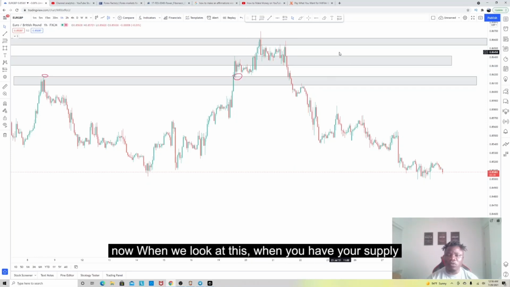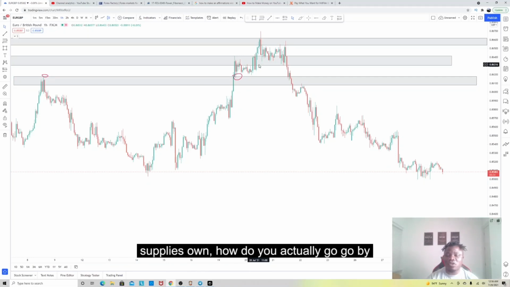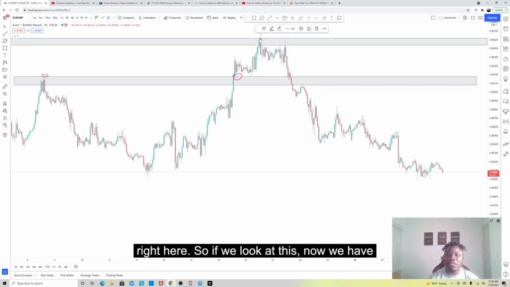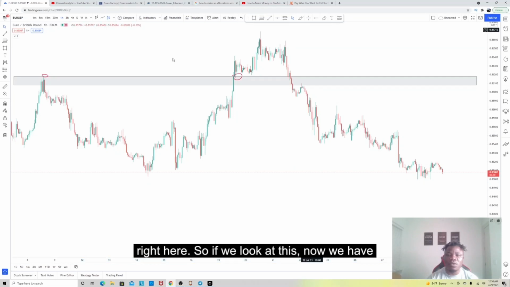Now when you have your supply zone drawn out already, how do you actually go about entering a trade? Let me delete this right here. If we look at this, now we have this supply zone here. How do we get in this trade now that we have a breakout? Now what do we do?